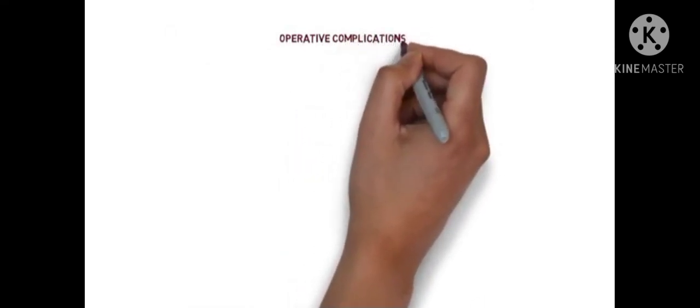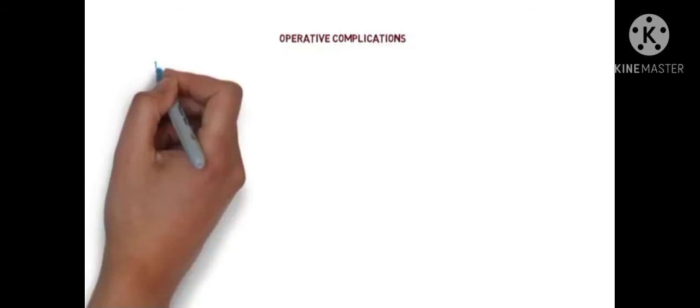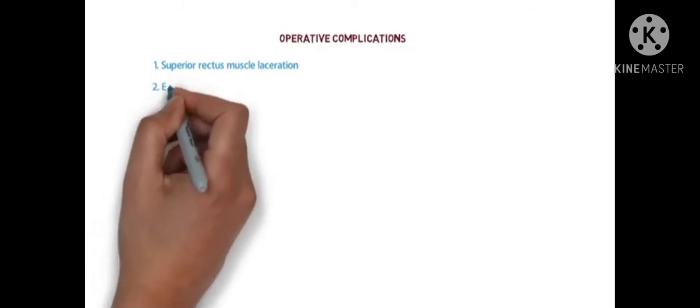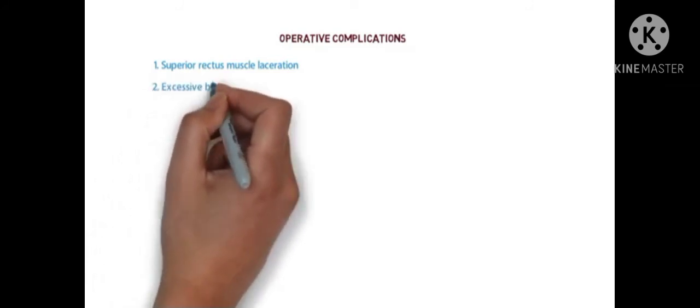Okay, now we are going to discuss operative complications. Operative complications are very easy to remember because we are going to relate them to the steps of cataract surgery, step by step. The first complication is superior rectus muscle laceration. A bridle suture is applied to hold the superior rectus muscle, and after that we prepare the conjunctival flap, and during preparation of the conjunctival flap excessive bleeding can occur. The second one is excessive bleeding.